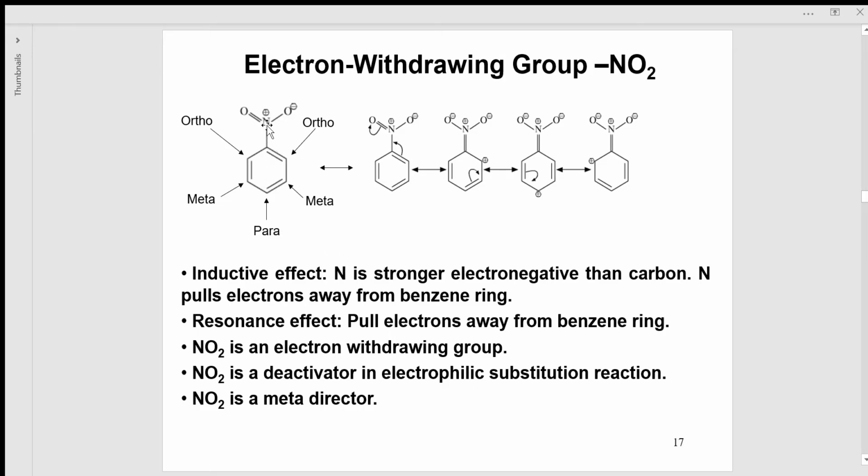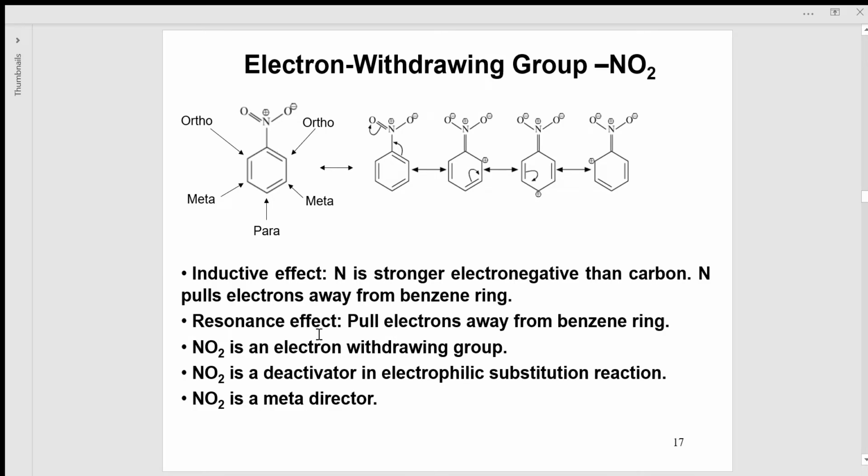Again, nitrogen is attached to carbon. For the inductive effect, it is basically the electronegativity. Nitrogen is a stronger electronegative atom than carbon here. So the inductive effect is that nitrogen will pull the electrons from the benzene towards itself. So it is an electron withdrawing group because it pulls the electrons towards itself.